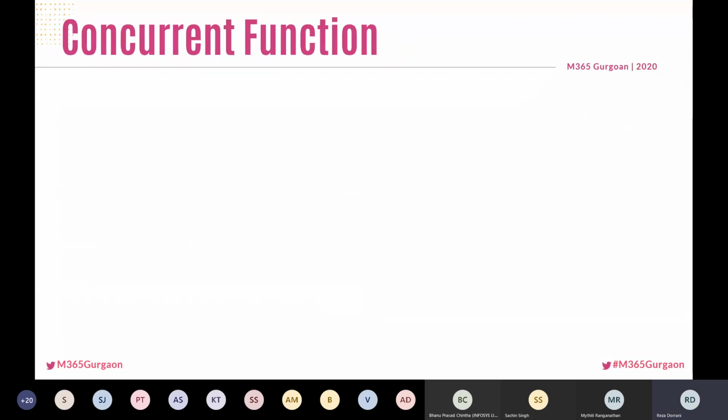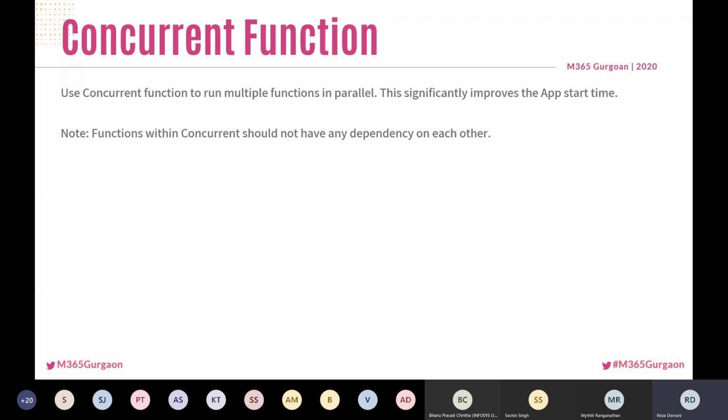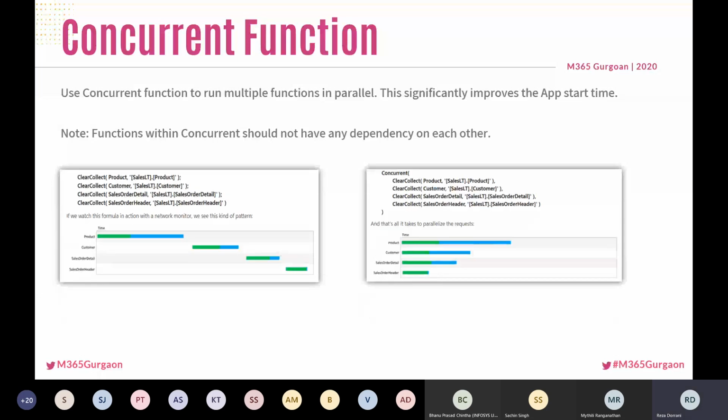Next thing is a function called Concurrent. Okay. Now, Concurrent is a function that allows you to run multiple functions in parallel, and this significantly improves not just your app start time, but any time that you're using this peculiar function. As an example, if you look at the screenshots that I've shared here, left and right, on the left-hand side, I am querying my data sources and I'm creating 4 collections. Now, in this scenario, because Power Apps tends to run serially, each and every function will be executed in serial. So the first function is called, then it goes to second, third, and fourth. So maybe this takes 4 seconds to respond.